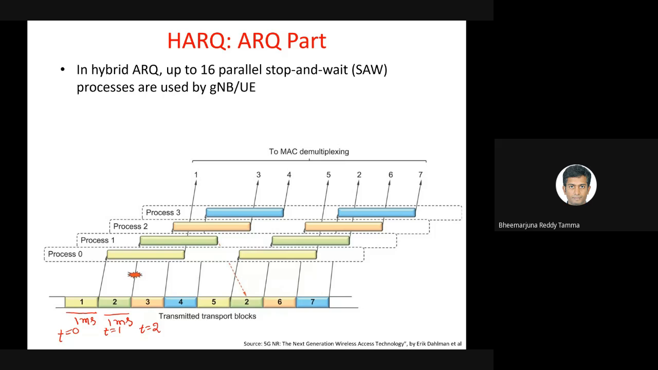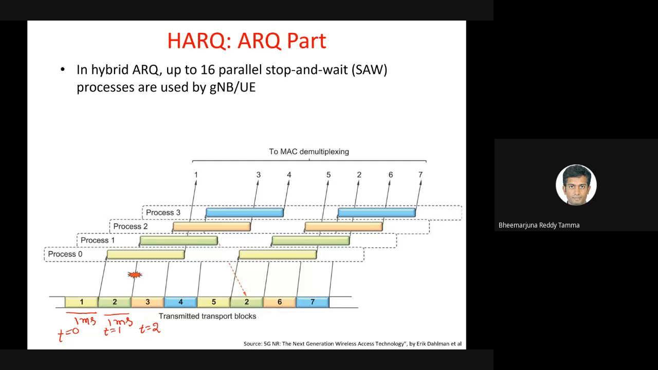For example, if you look at process 0 between the base station and the handset, process 0 is used to exchange, let's say in this example, packet 1. It is the responsibility of process 0 to successfully receive packet 1. If not, it gives a negative acknowledgement to the base station. Then the base station will retransmit the same packet again using the same process, but at a different time instance. So that is the example that you can see here.